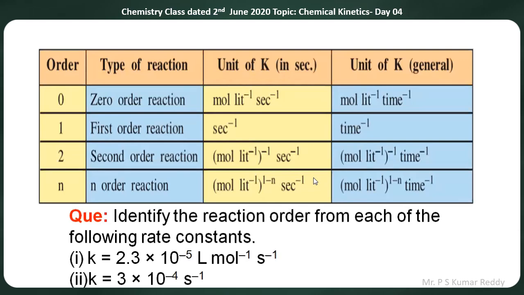In the second question, they had given that K is equal to 3 into 10 to the power of minus 4 seconds inverse. So here the unit of rate constant is seconds inverse. That is why this belongs to a first order reaction. So in these questions, by the given units of the rate constant, we are finding out the order of the reaction.